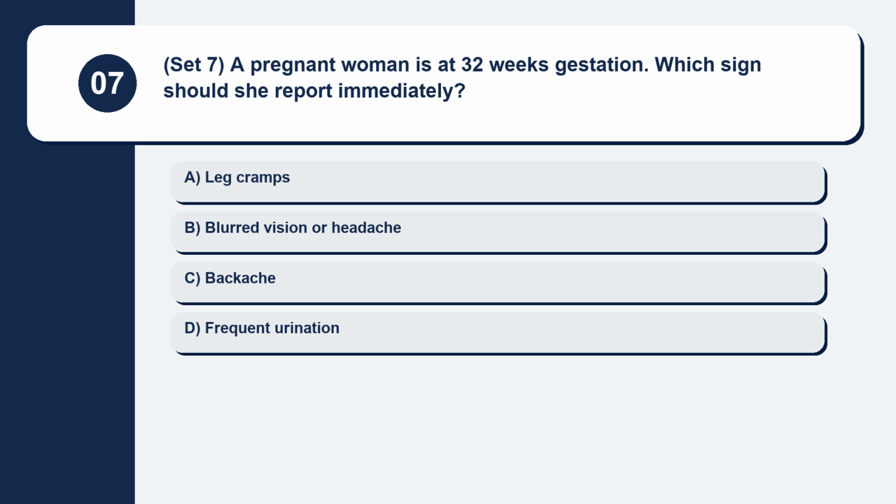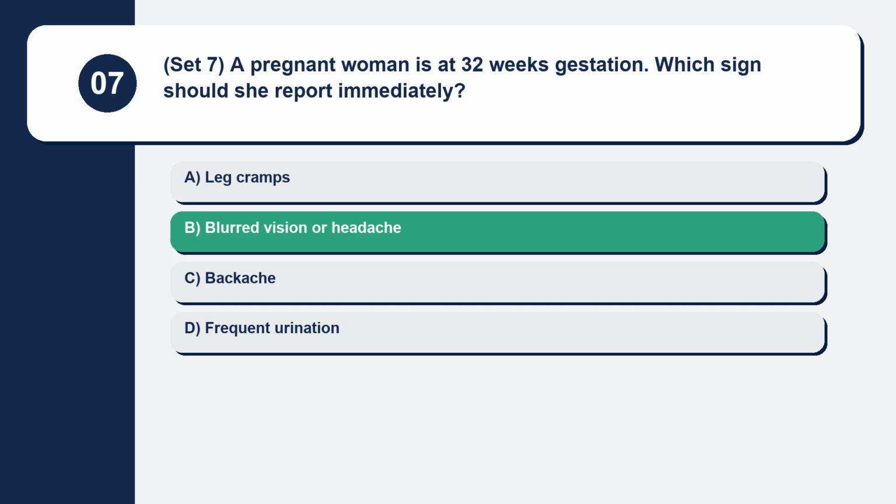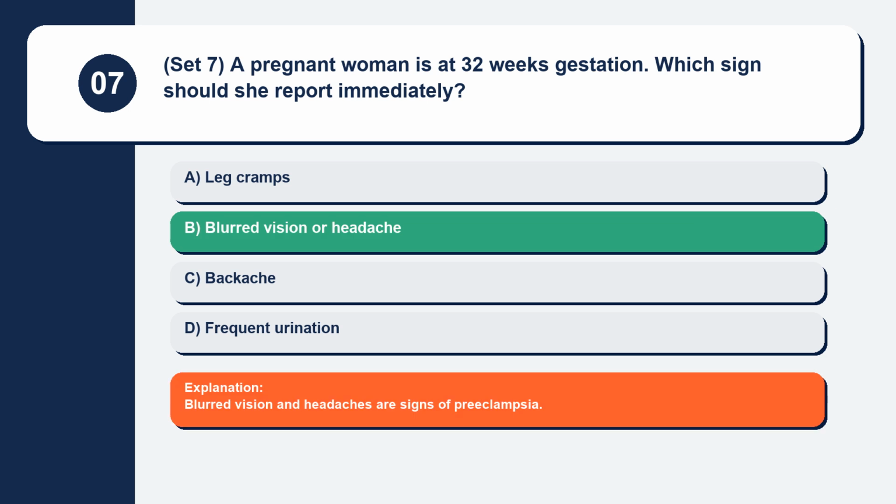Question 7. Set 7. A pregnant woman is at 32 weeks gestation. Which sign should she report immediately? Leg cramps, blurred vision or headache, backache, frequent urination. Blurred vision and headaches are signs of preeclampsia.